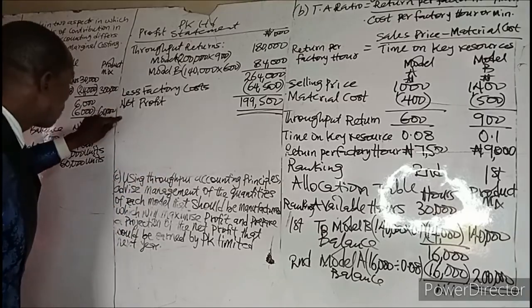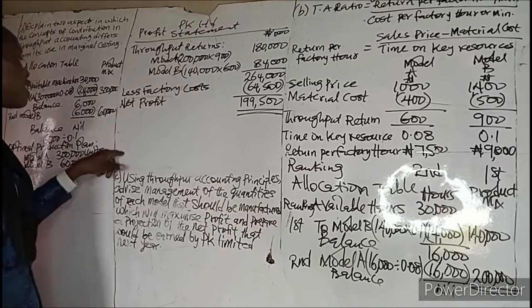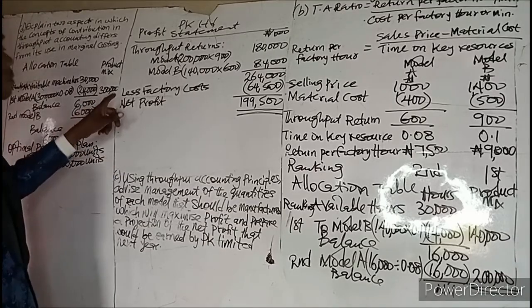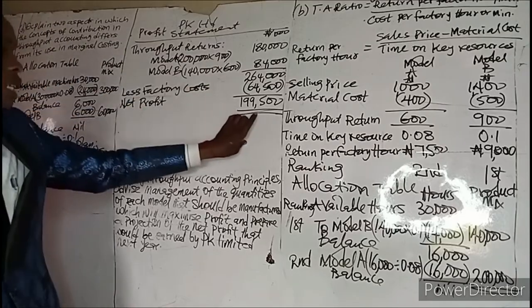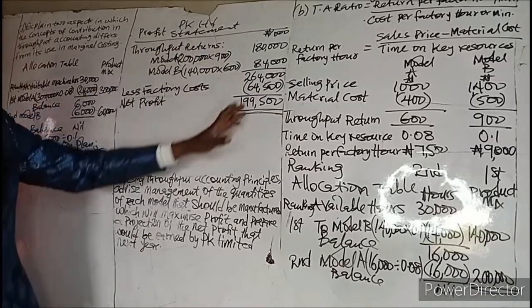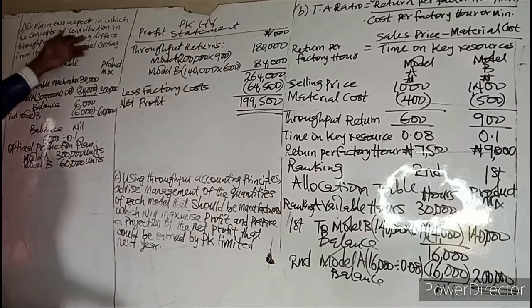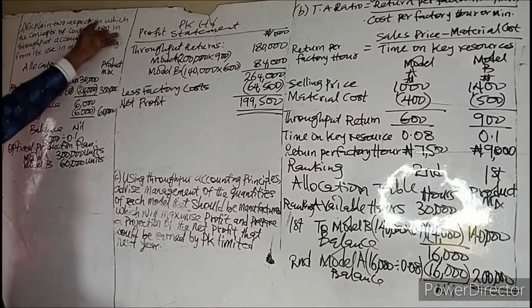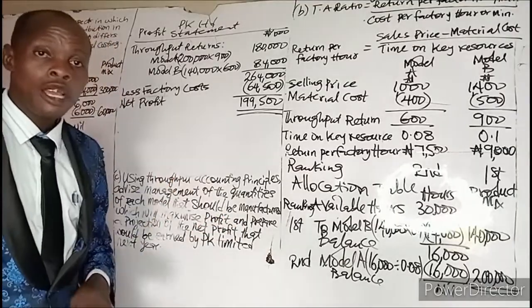That means the direct labor and the variable overheads which were subtracted in getting the contribution under marginal costing were excluded from the calculation of throughput returns. So that is just the major difference between marginal costing and throughput accounting. This is the end of this lecture.